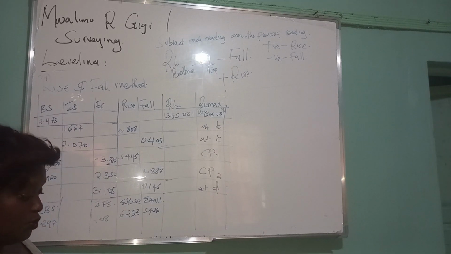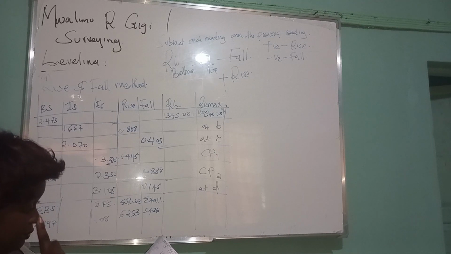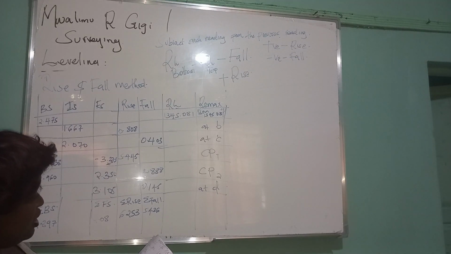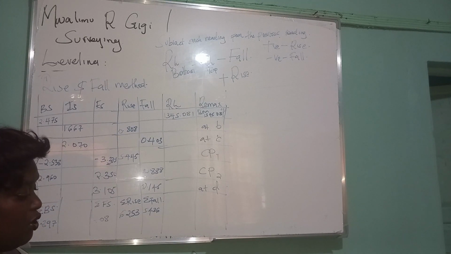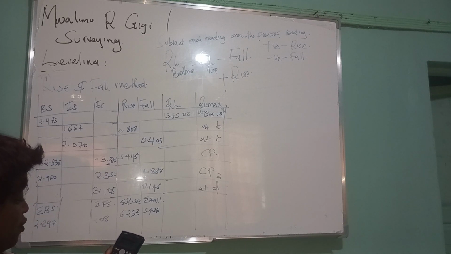Let me just check. 6.253, then 0.403 plus 4.888 plus 0.145. It is 5.436. Okay, so 6.253 and 5.436.